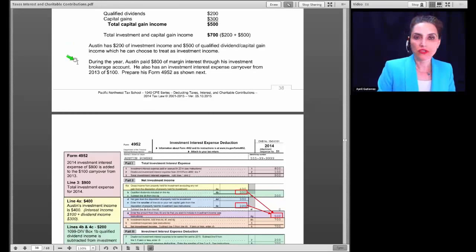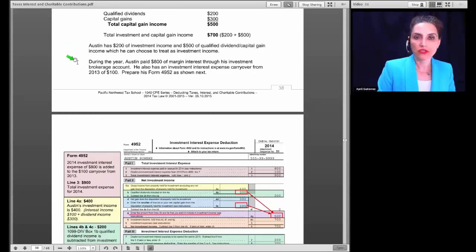Now, during the year, Austin paid $800 of margin interest through his investment brokerage account. He also paid investment interest expense carryover from 2013 in the amount of $100. So let's prepare his Form 4952 as I'm going to show you here. We begin by looking at line 1, and on line 1 we enter the amount of interest expense he had for the year on his investments, and that was $800. Then on line 2 we show the carryover from 2013 of $100, and that means that the total investment expense he has for 2014 is $900.